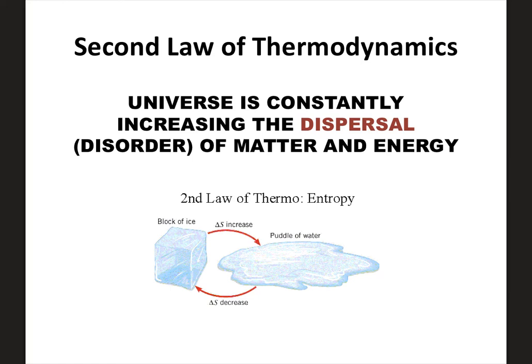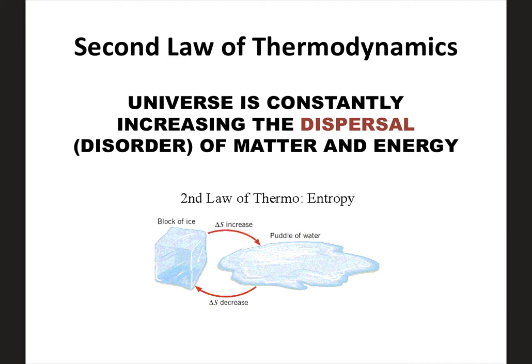I'm going to take you through the concepts of entropy and free energy in this video. So let's start with the second law of thermodynamics. The second law of thermodynamics basically says that the universe is constantly increasing the dispersal of matter and energy. Basically, dispersal is another word for disorder. We're constantly increasing the disorder here of matter and energy. So essentially, disorder is preferred to organization.